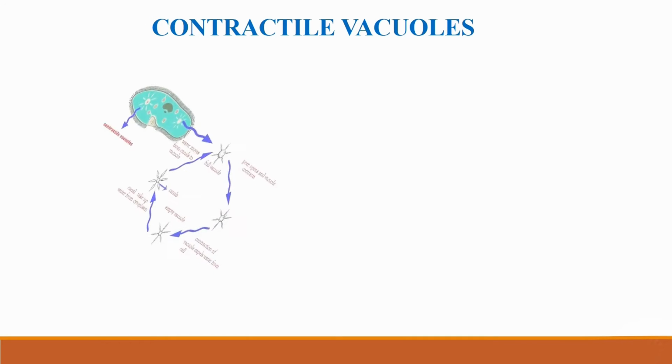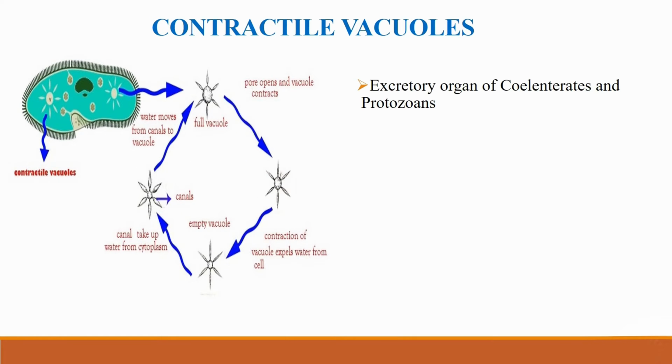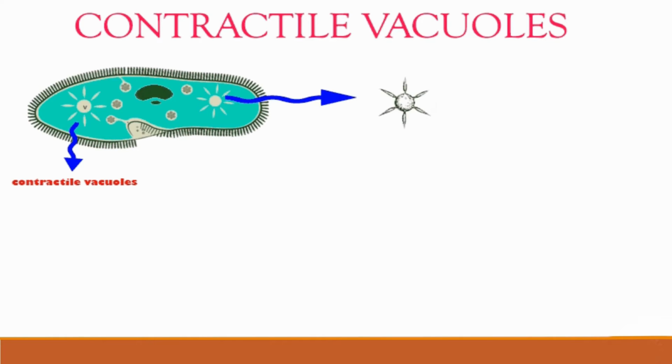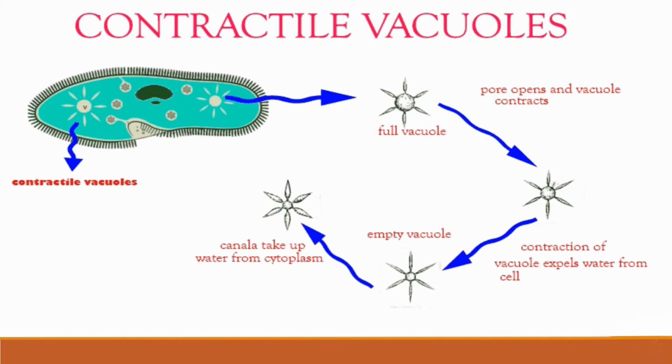Contractile vacuoles. Contractile vacuoles are the excretory organs of the coelenterates and the protozoans. Contractile vacuoles are spherical shaped organelles in which water enters. The vacuole then fuses with the membrane of protozoan and the water is expelled to the environment. Energy in the form of ATP is required for both the entry of water into the vacuole and for the emptying process.